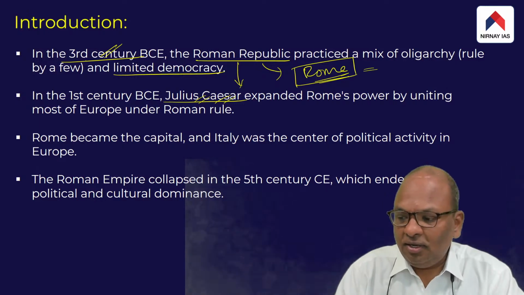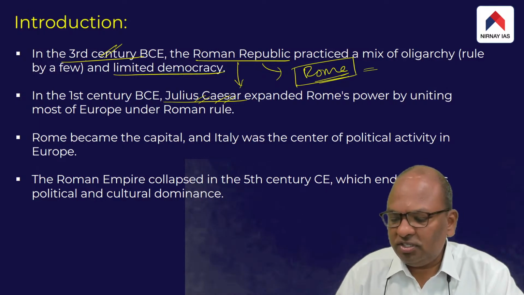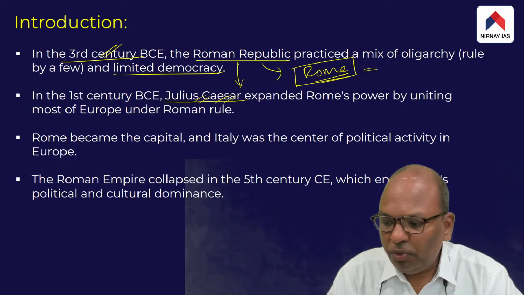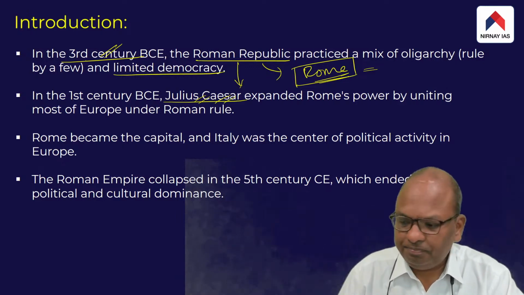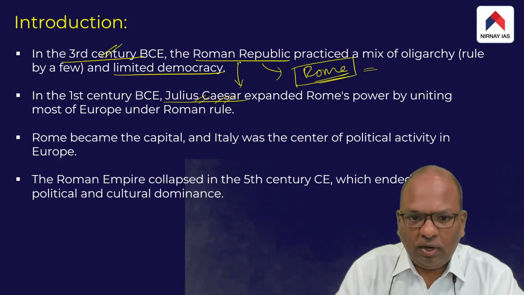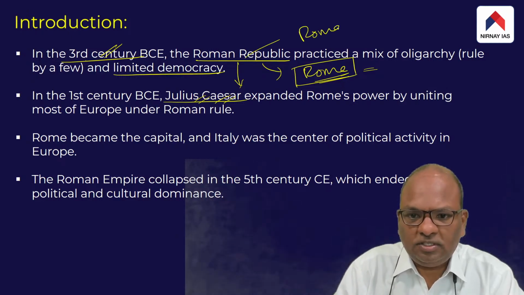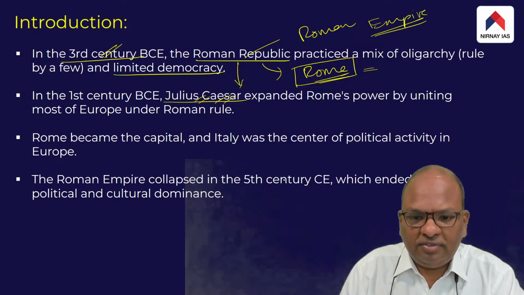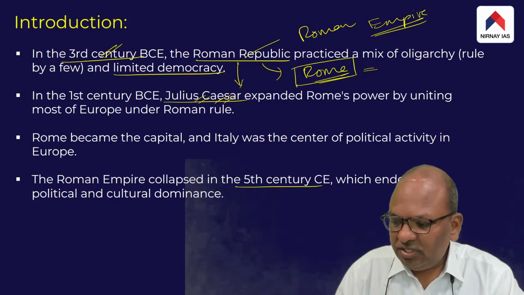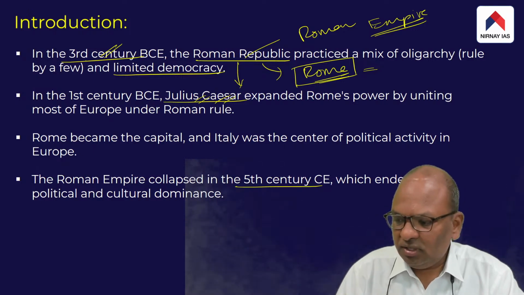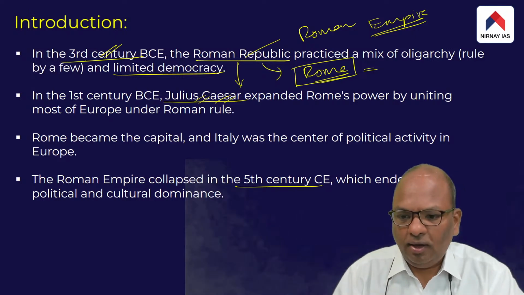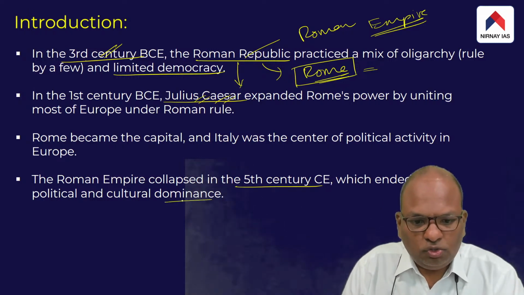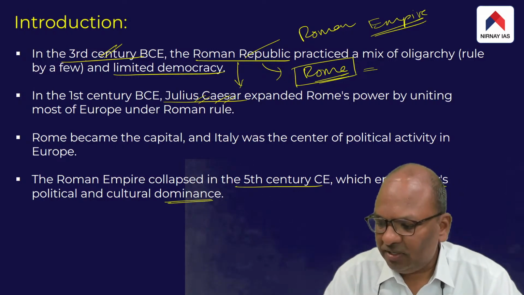As a result, from the 1st century BC onwards, Rome, the capital of this Roman Republic, emerged as a center of political activity in Europe. This is basically the Roman Empire. And this Roman Empire continued till the 5th century AD. But in the 5th century AD, the Roman Empire collapsed. With it, the glory, the cultural and political dominance of Italy also came to an end.